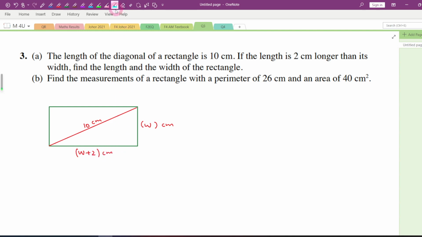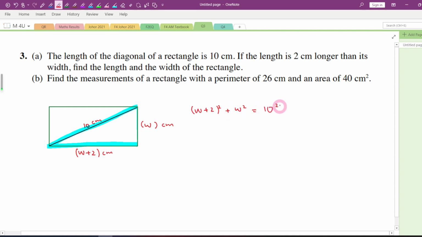Now, do you see a right angle triangle over here? So we can use the Pythagorean theorem to help us form an equation. (W plus 2) squared plus W squared is equal to 10 squared.